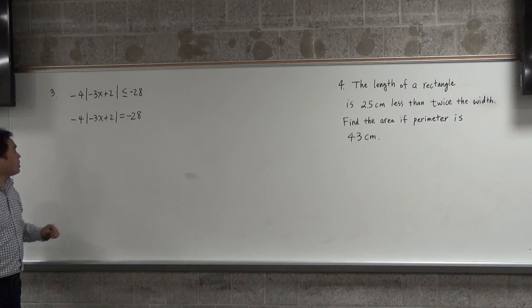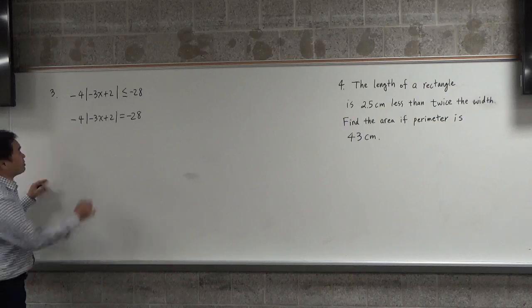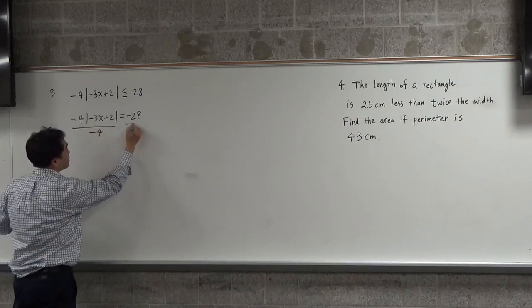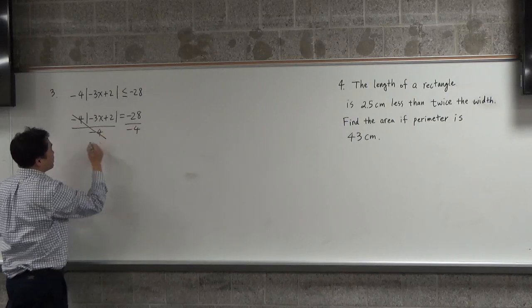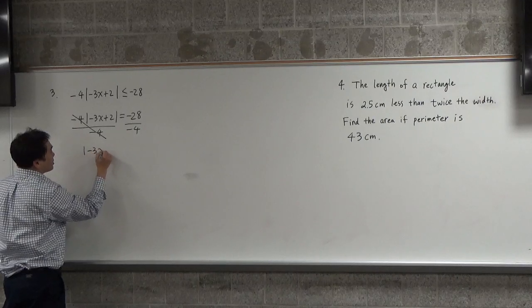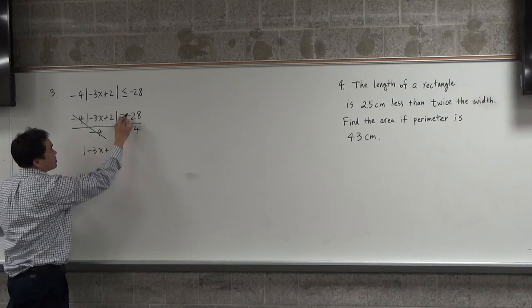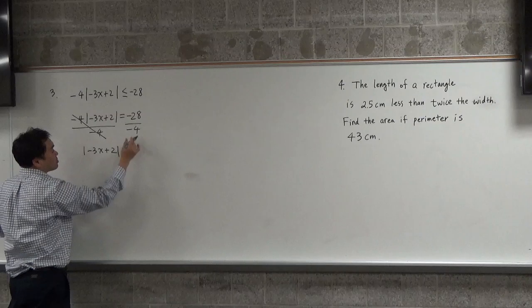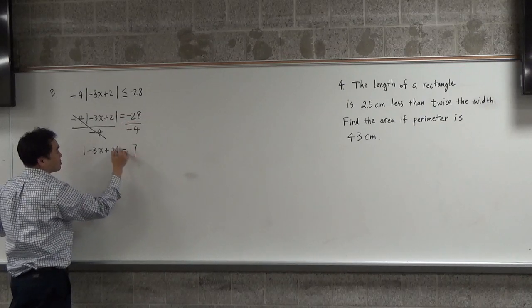Okay? Now let's get rid of -4 by dividing by -4 on both sides. You get the absolute value of -3x plus 2. Negative divided by negative is positive, so 28 divided by 4 gives you 7.